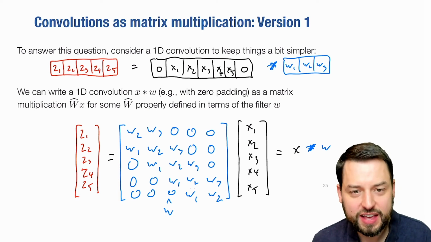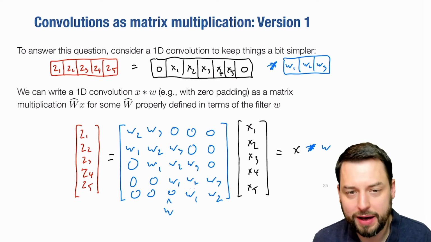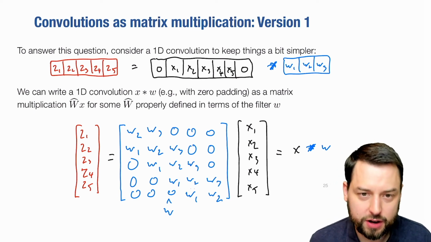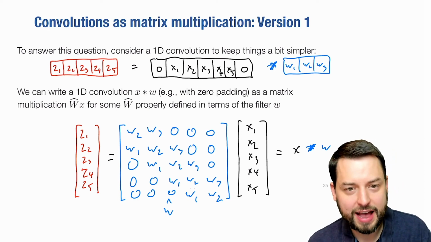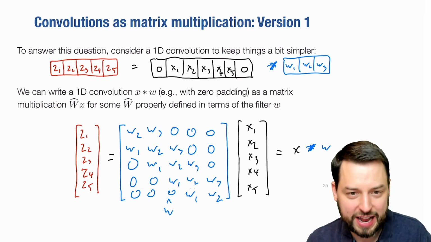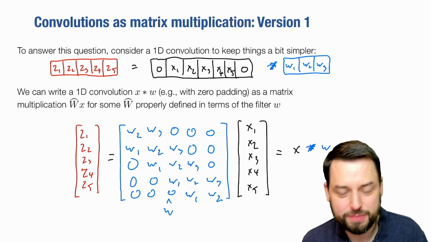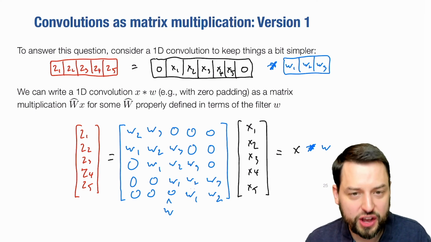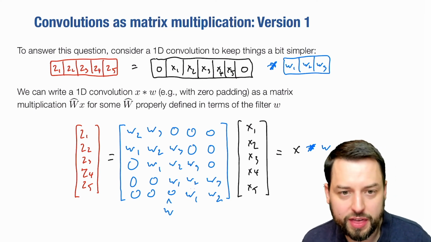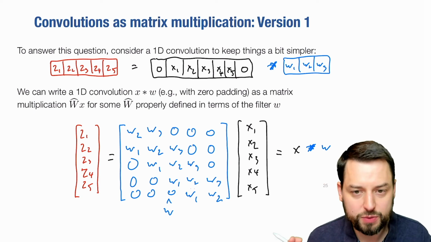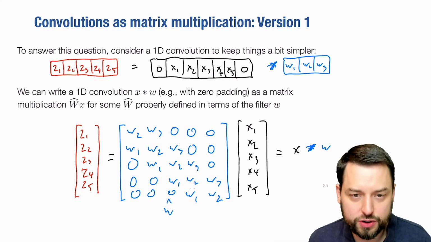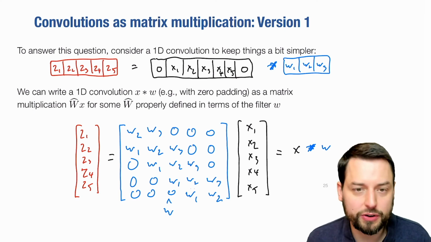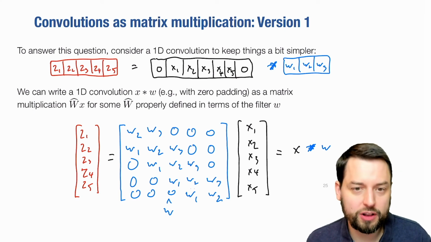That's the key idea here. If we want to multiply by the transpose of this convolution, it's now doable, because we've written out our convolution as just this matrix here. This is a very general thing. We can write any convolution as a matrix containing our weights in different locations.